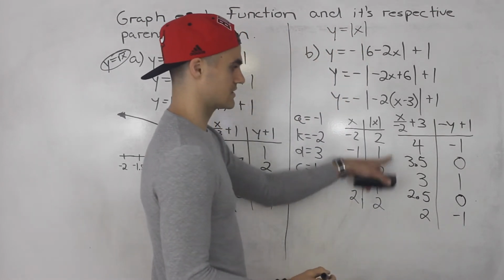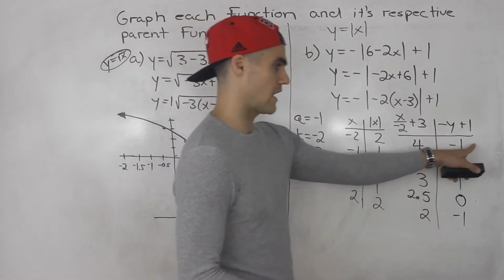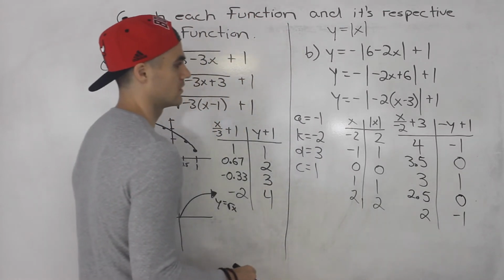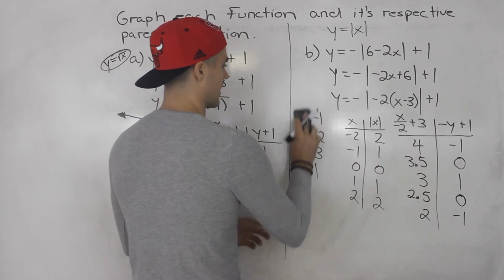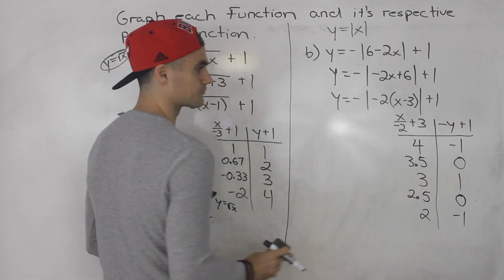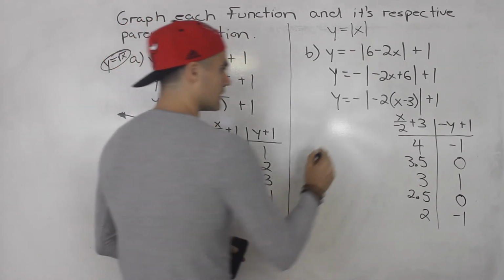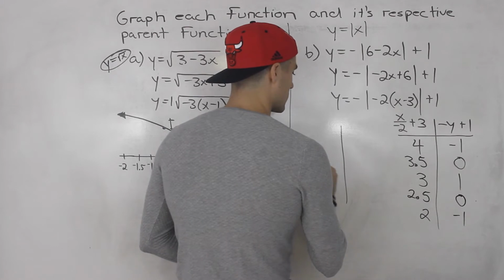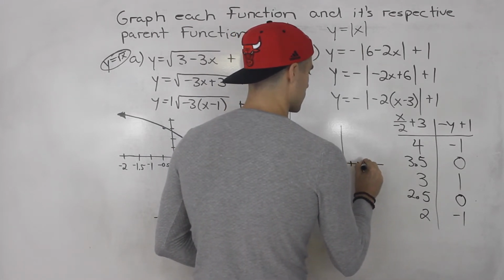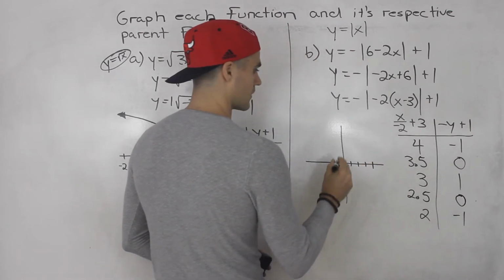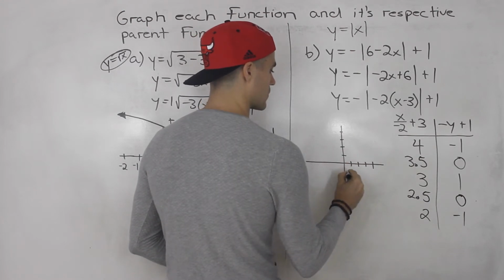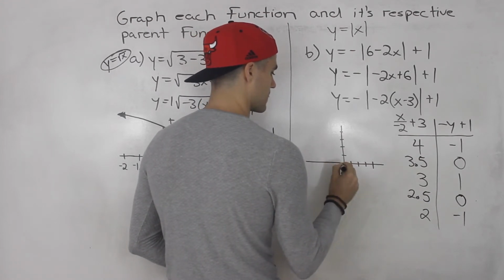So notice how this is symmetrical, the y values. So the y values here should be symmetrical as well, which they are. So now I could just take this and plot those points. So let's draw a graph here. So let's do 1, 2, 3, 4. And then let's do 1, 2, 3, 4. 1, 2, 3, 4.